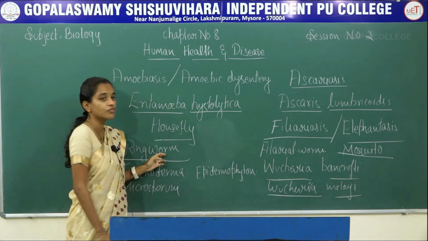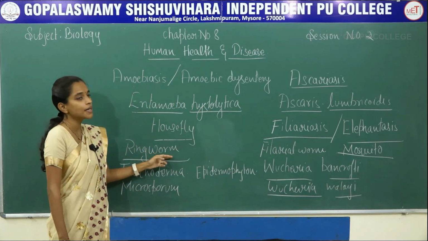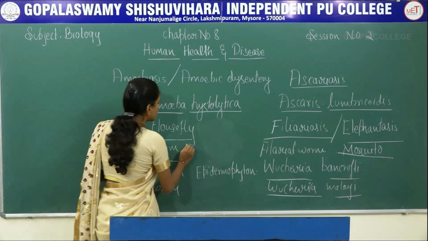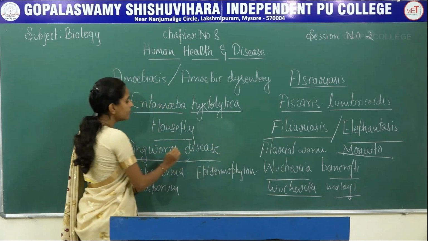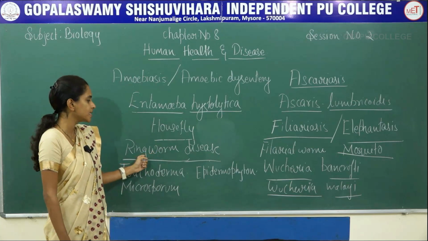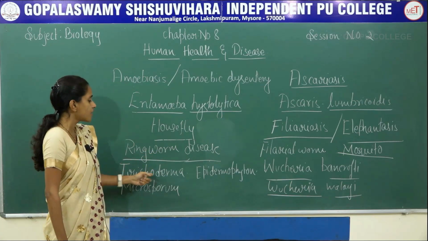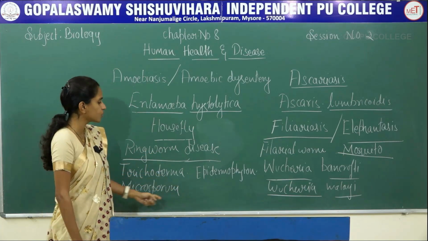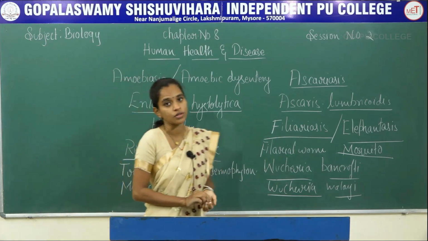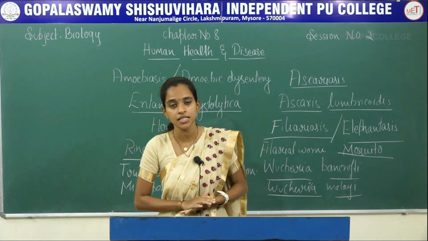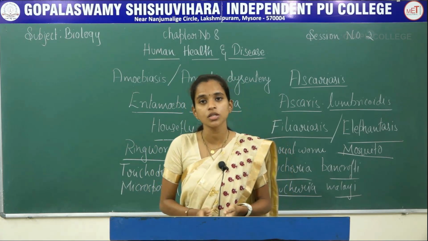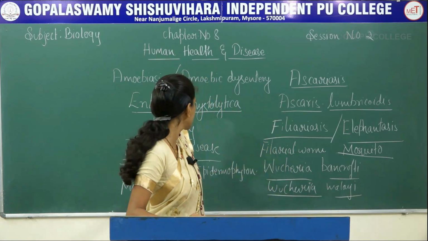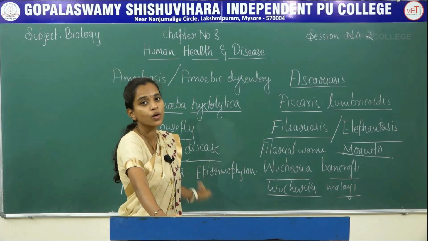Next one is about fungus, that is ringworm disease. Ringworm is the common name which is given. So you have to write ringworm disease. Ringworm disease is caused either because of Trichophyton, Microsporum, or Epidermophyton. So these are the three different genus to which the fungus, or to which a particular species belongs, which is responsible for the cause of this ringworm disease.